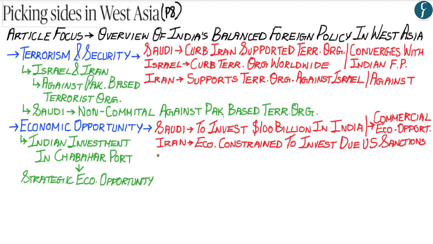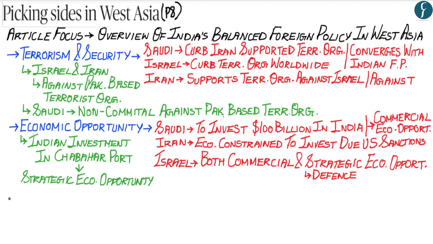And apart from Saudi Arabia and Iran, with regards to Israel, India and Israel are engaging in both the aspects, whereby, with regards to commercial economic opportunities, Israeli companies are investing in desalination plants, artificial intelligence, and other aspects. And with regards to strategic economic opportunity, what is being seen is that India and Israel are jointly producing defense equipments.